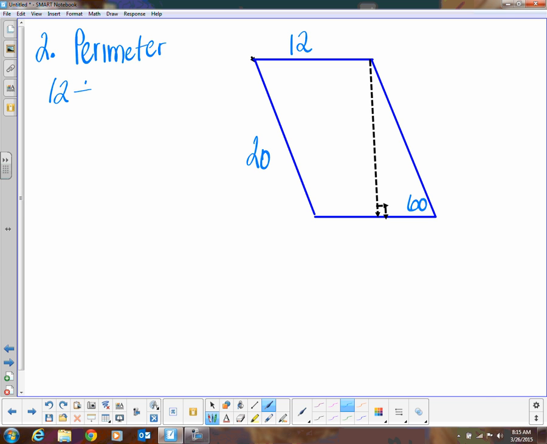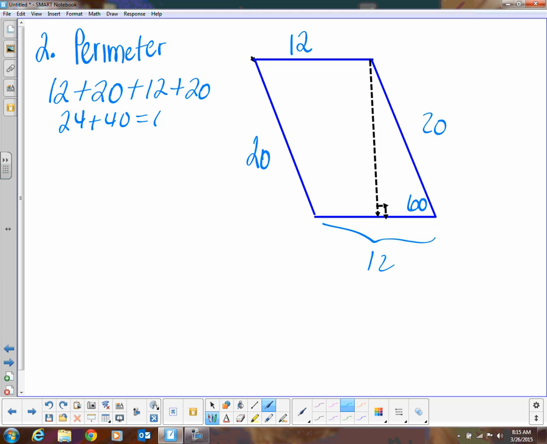This is the mistake that kids make. What's wrong with that problem? My solution. Okay, why do they make this mistake? Because they only see two numbers, they only add two numbers. What should I add in addition to this? Another 12 and another 20. Why? Because that's 12 and that's 20. So we're going to have 24 and 40, which is 64.